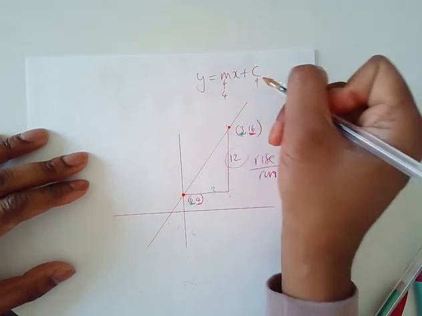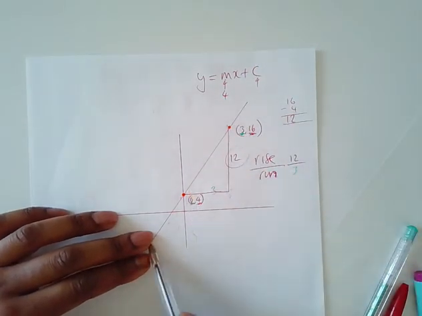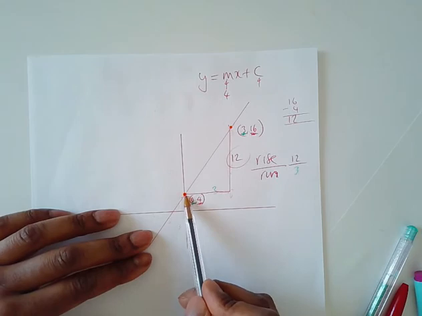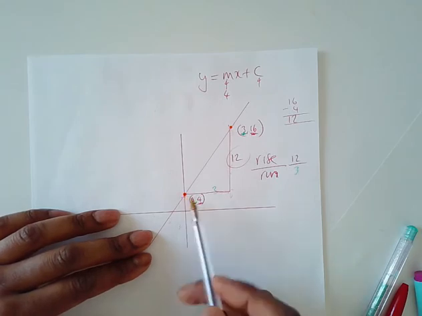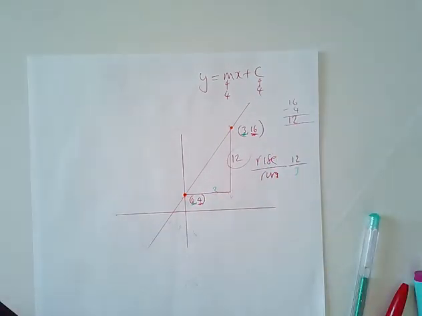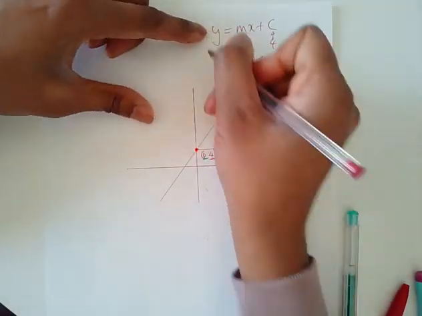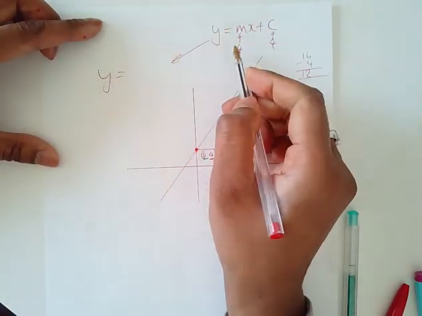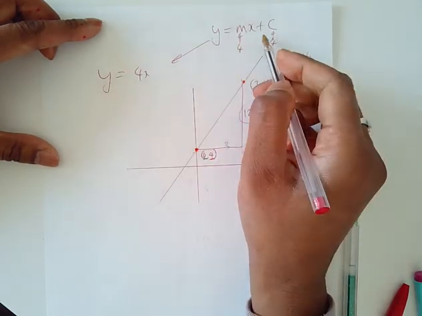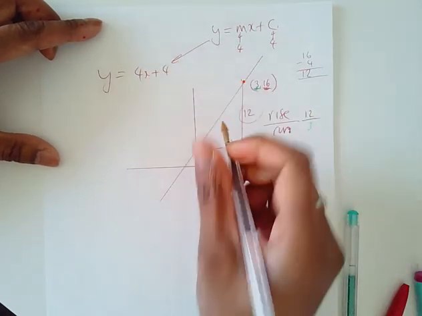Now what about the intercept? Well, the graph crosses the y-axis at 4. So that's 0 along the corridor, 4 up the stairs. That's also 4. Just a coincidence, it's the same number. So our equation is y is equal to 4x plus 4. It's a positive 4.